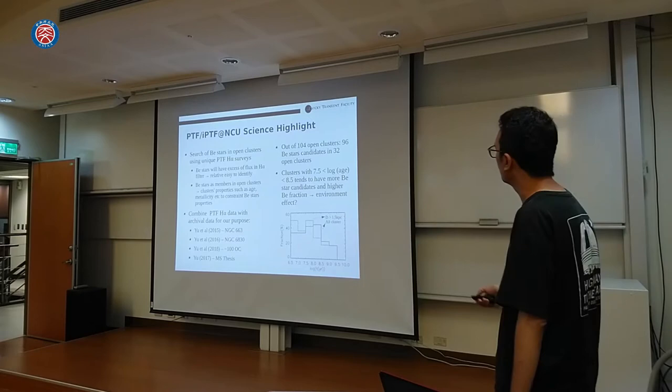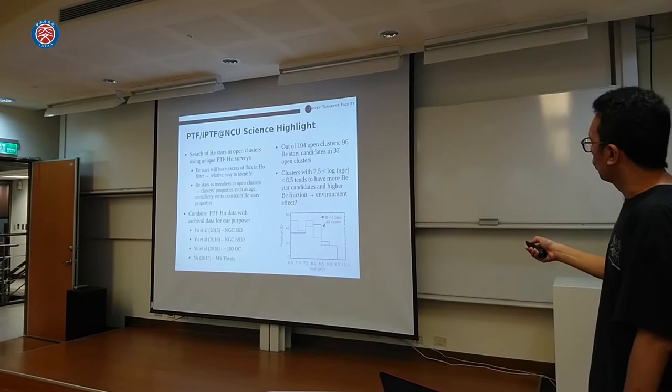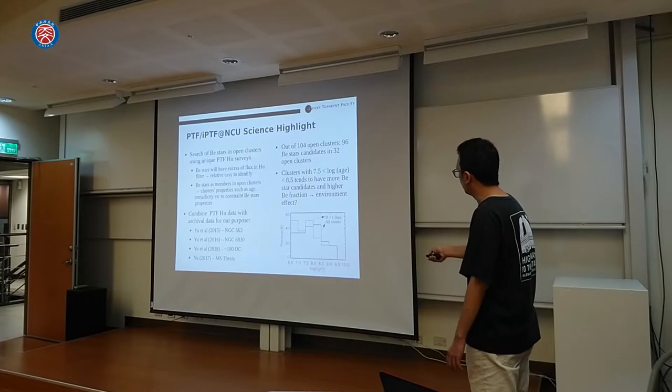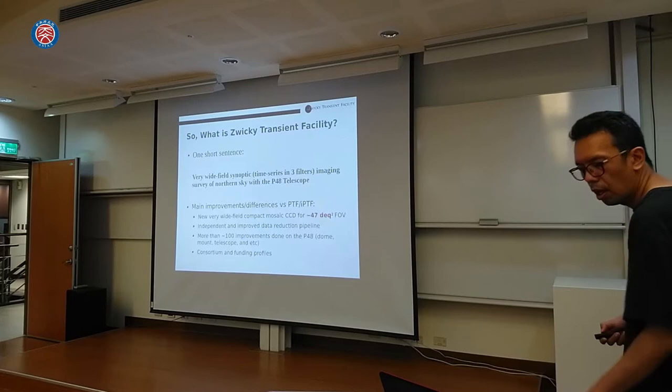So, a very quick summary: at least for this number of B stars, we identified 3,296 B stars in 32 open clusters out of 100. And this is the distribution of the fractions. You can see that the B stars tend to be found in the young open clusters. So that's PTF, and iPTF is history, it's past.